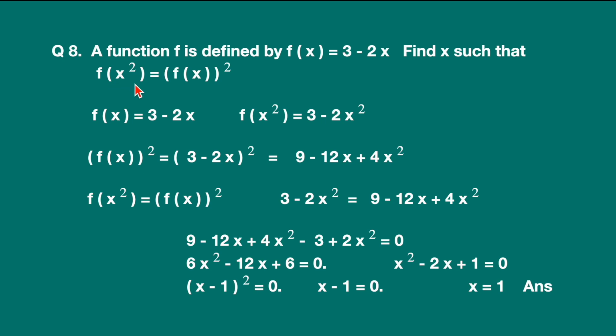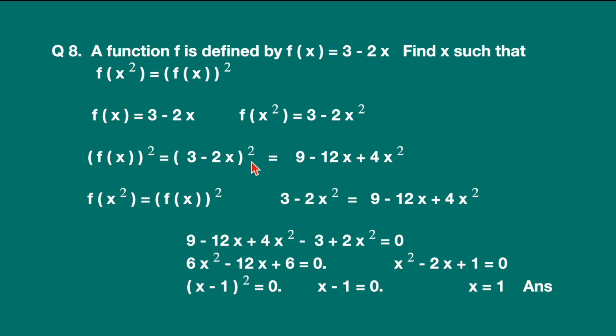So let us find out f(x squared). Write down the function f(x) is 3 minus 2x. So f at x squared means we have to substitute x as x squared. So 3 minus 2x squared. Okay. Now next is (f(x)) the whole squared, that is the RHS. So let's write down f(x) is 3 minus 2x.